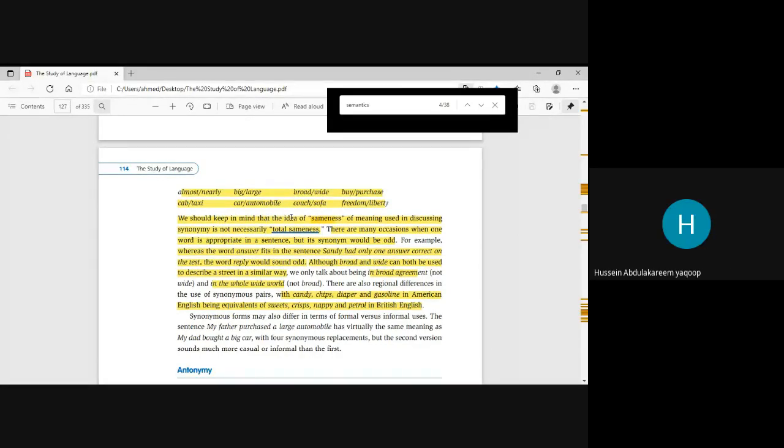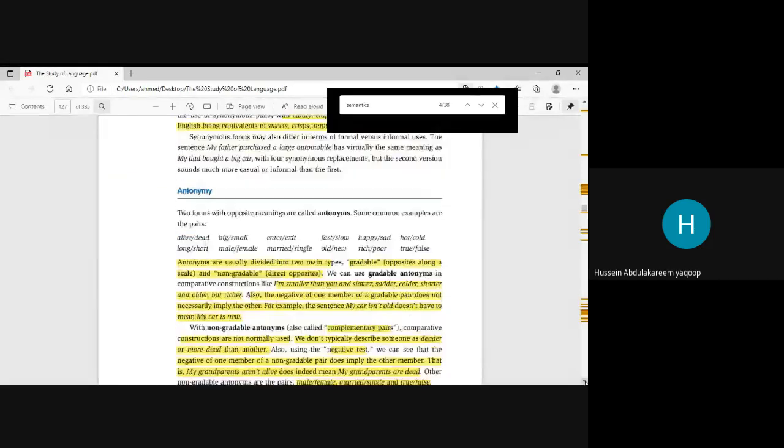We should keep in mind that the idea of sameness used in discussing synonym or synonymy is not necessarily total sameness. That's why I even underlined it with green, or blue, sorry. There are many occasions when one word is appropriate in a sentence, but its synonym would be odd on another occasion. For example, the word answer fits this example that we took, and your colleague Asil, as I remember, gave us this example. So we have similarities, but sometimes not always. Okay, Abdurrahman.